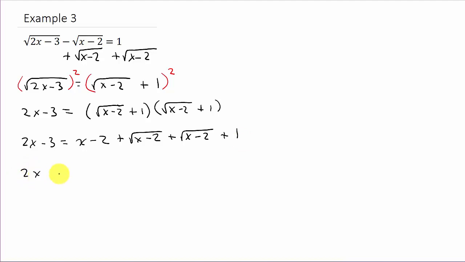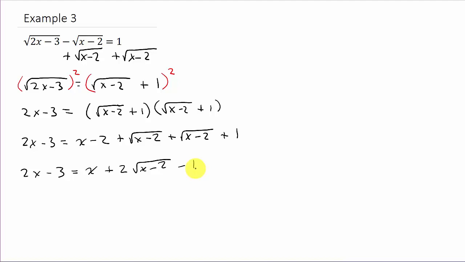Now let's combine like terms here. I get 2x minus 3 equals x plus, now look at this, 1 square root of x minus 2 plus 1 square root of x minus 2. So that's going to give me 2 square root of x minus 2. Then I've got negative 2 plus 1, which is negative 1.